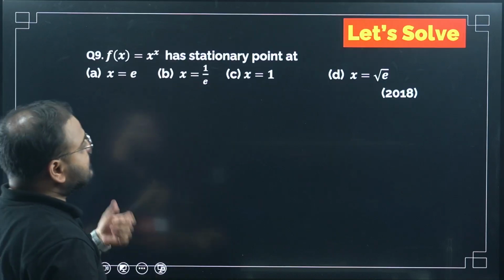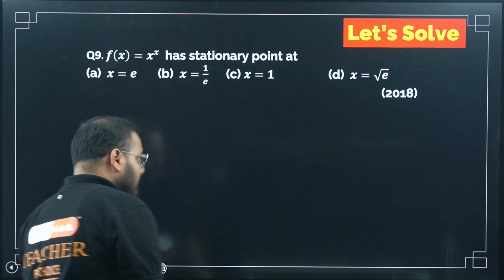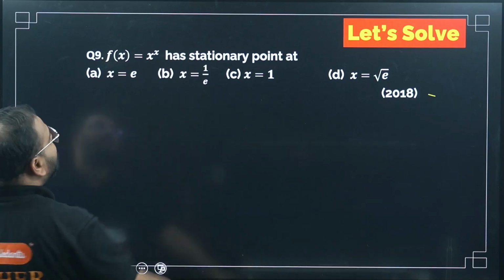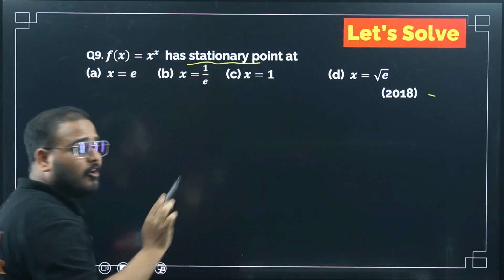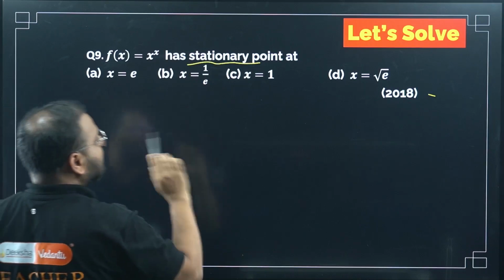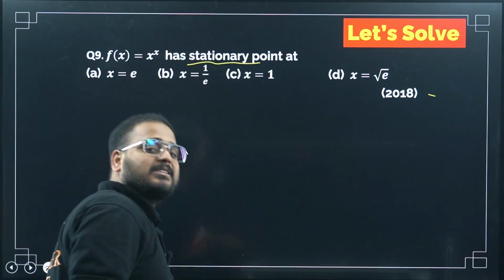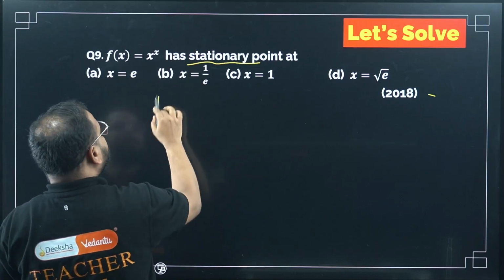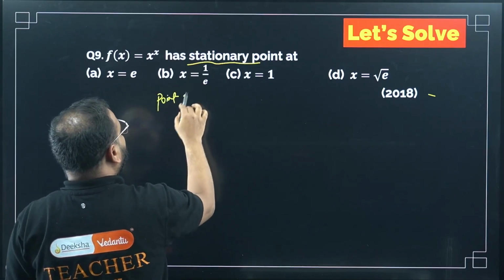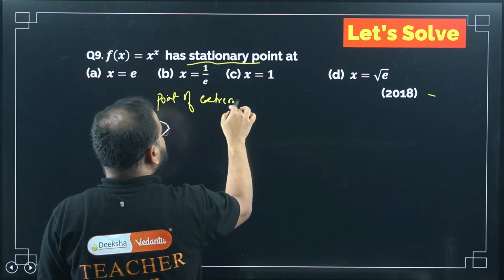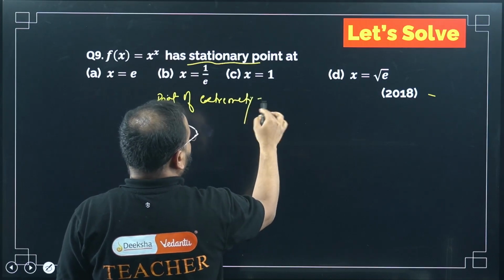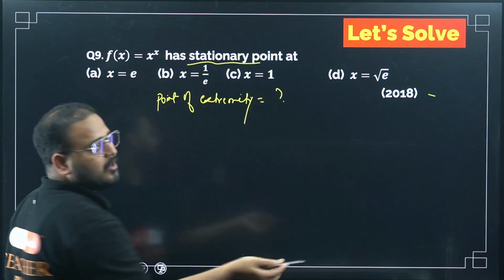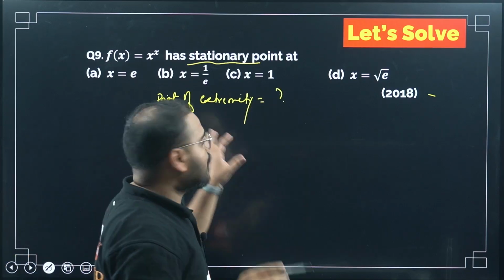Okay, similar question asked in 2018. They're asking us, stationary point means we are only asking for point of maxima minima. Means just find the point value. Do not find the maximum minimum value. Only they're asking what is that extremity point. Point of extremity is what? Not the maximum minimum value, not the extremities values. Only point of extremity they are asking.